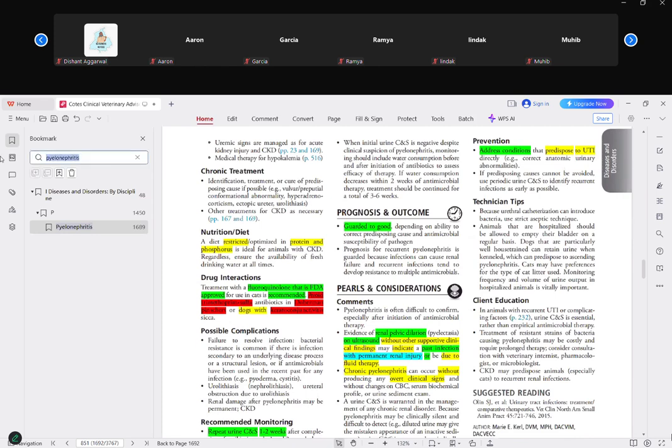Our next topic is transitional cell carcinoma.